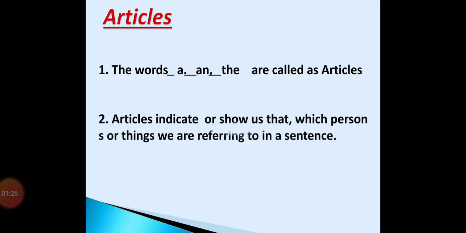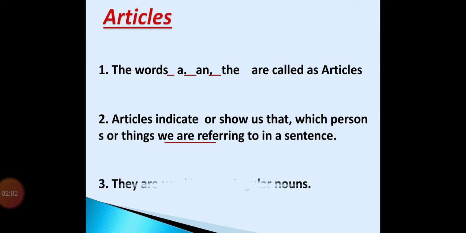Secondly, articles indicate or show us which person or thing we are referring to in a sentence. What is the use of an article? It indicates or shows us which person or thing, in the sense which noun, we are referring to in a sentence. Means sentence में हम कौन से noun के बारे में लिख रहे हैं, बात कर रहे हैं. Okay, so it shows or indicates the noun which we are referring to in a sentence.